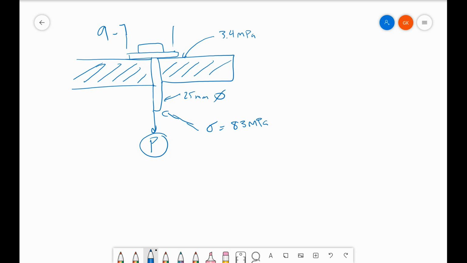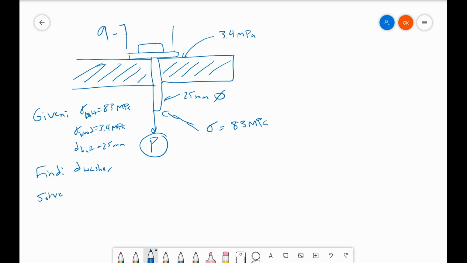So let's write down what we have. We're given that the stress in the bolt is equal to 83 megapascals, that the stress in the wood, the bearing stress on it, can't be more than 3.4 megapascals, and the diameter of the bolt, which is 25 millimeters. We want to find the diameter of the washer that can make all this work. That's what we're going to solve.